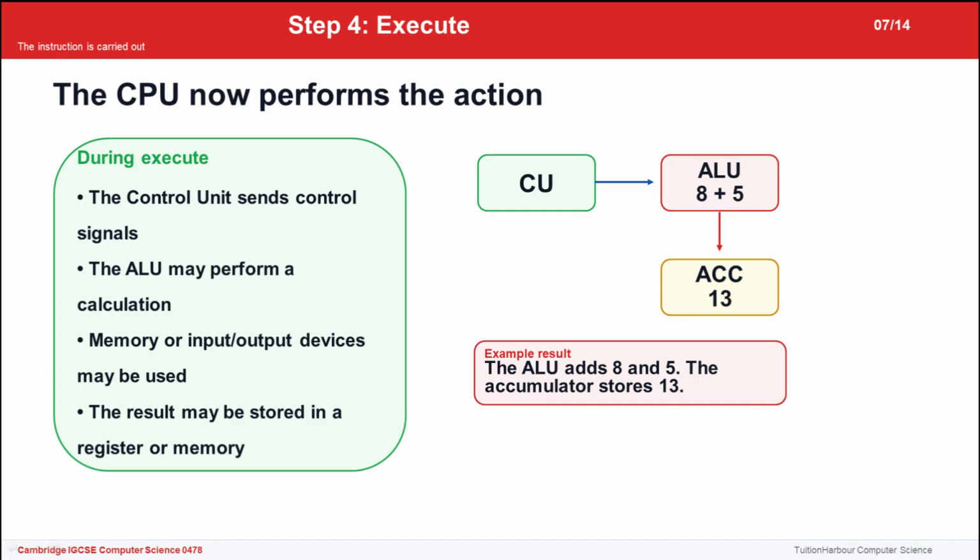Step 4. Execute. During the execute stage, the control unit sends control signals to the required components. The ALU may perform a calculation, or memory and input or output devices may be used. In this example, the ALU adds 8 and 5 and the accumulator stores 13.